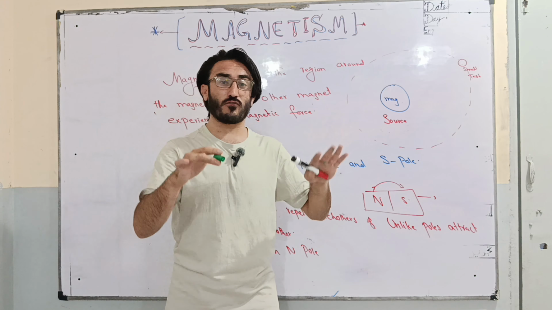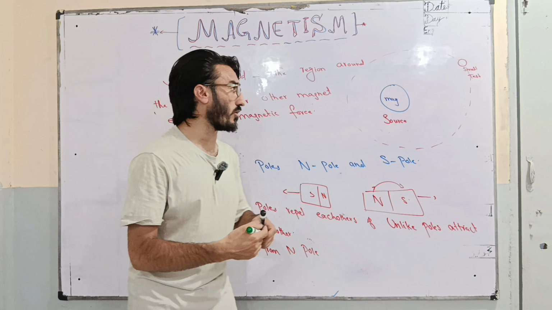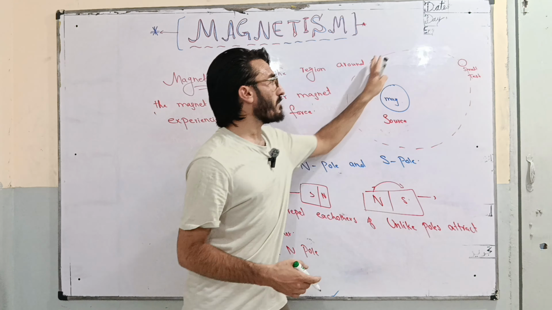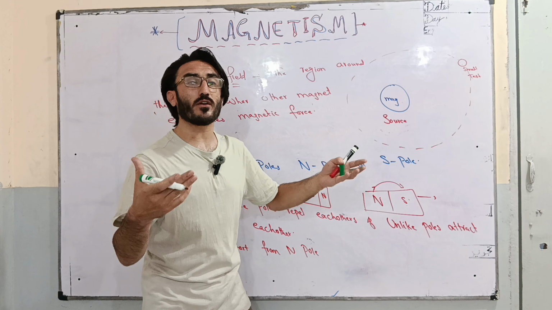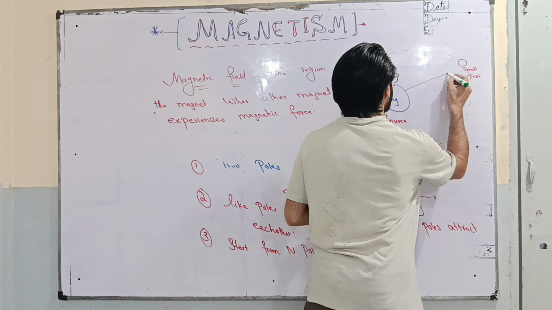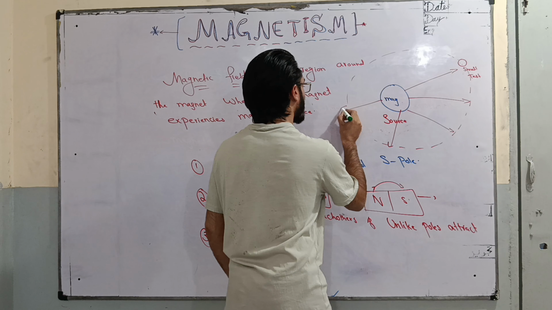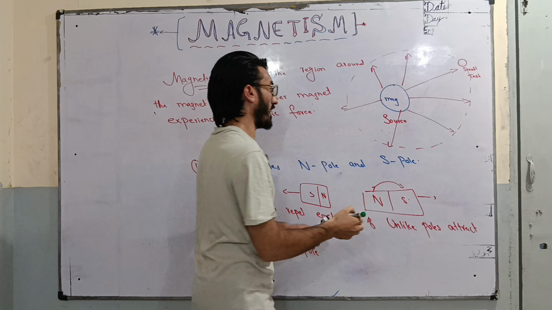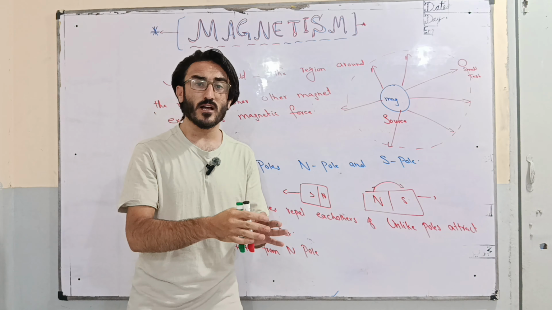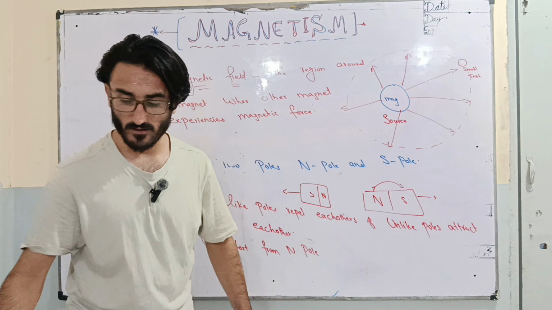We can represent magnetic field by using imaginary lines which are called magnetic field lines. For example, if we have a magnet which has considerable magnetic field around it, we can represent the magnetic field by using magnetic field lines, which are imaginary lines, just like this. So what is meant by magnetic field lines? Magnetic field lines are the imaginary lines which we use to represent magnetic field around the magnet.